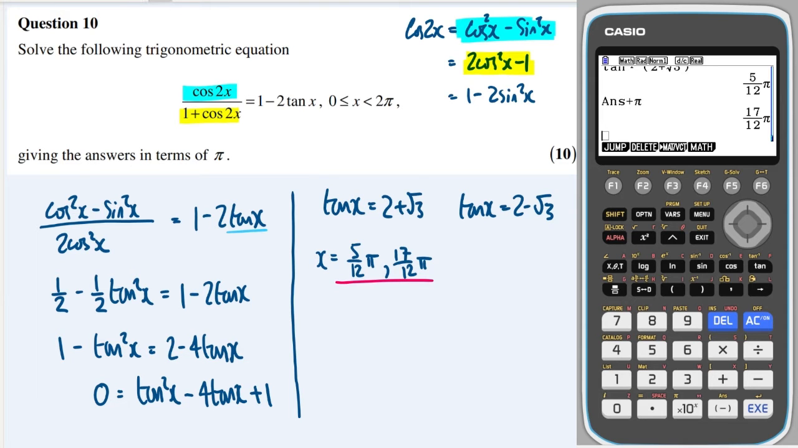And then over here, I just need to go back into my calculator, and I need to change this to a minus, and that's going to give me a 1/12 pi, and then when I add on pi, it's going to give me 13 over 12 pi. And once again, if I add 2 pi to either of those, it's going to push me over, so I know that I've got all my solutions now.